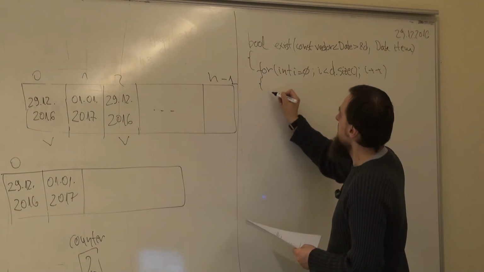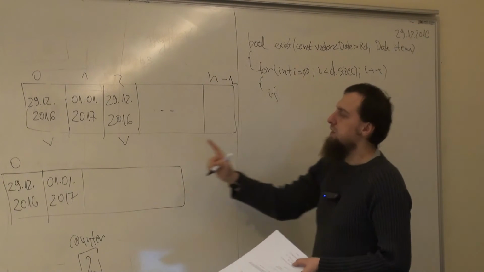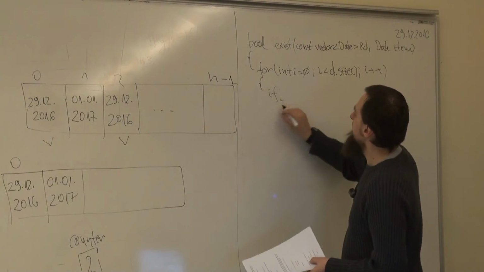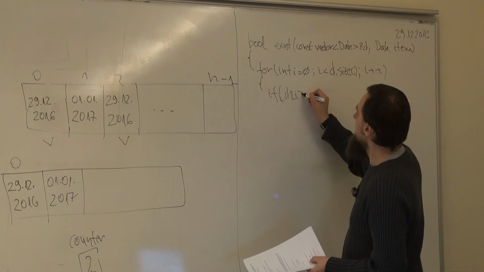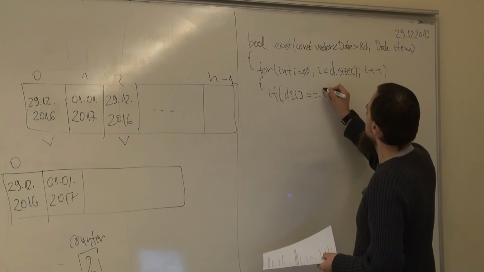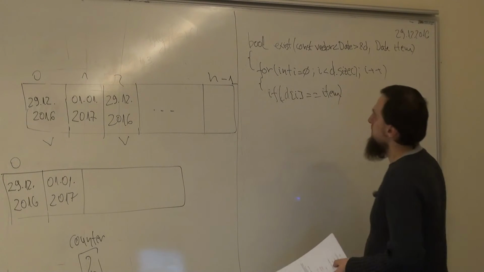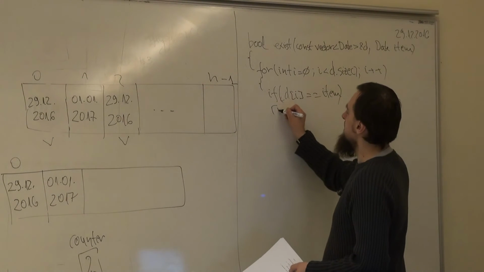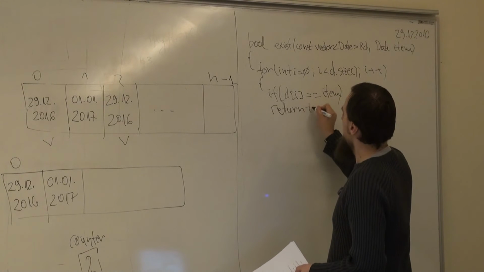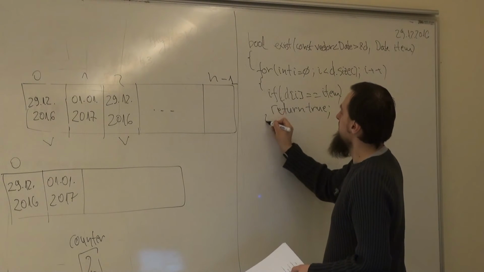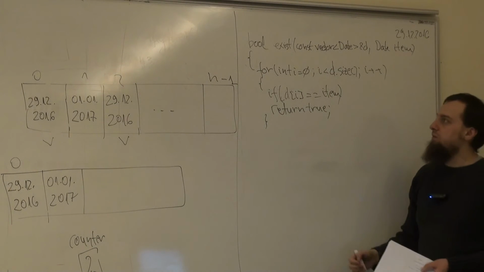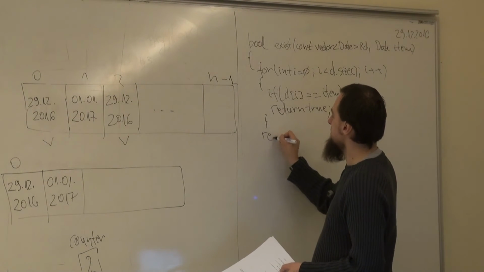I do something like this. If, how do I access the 0th or the 1st or the 2nd element of the array? If d of i is equal to the item, then what should I return? True, it exists. Return true. If I don't return true up until the end, that means that this date does not appear in the vector. So in the end, I return false.